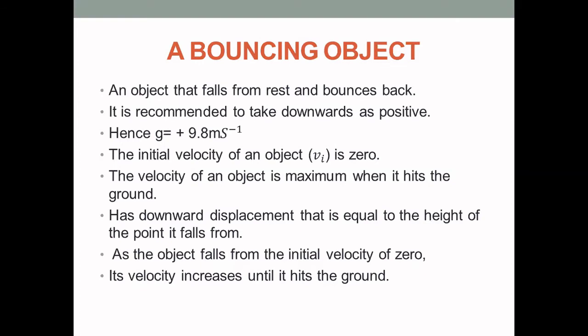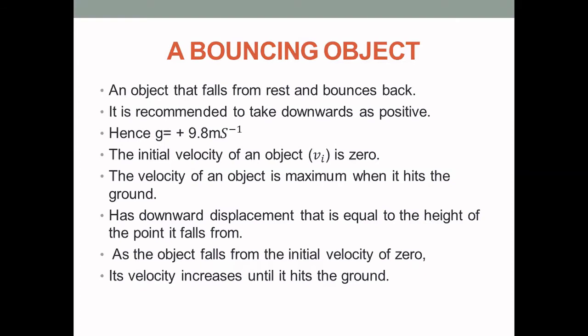So we recommend that we take downwards as positive. Okay, let's take downwards as positive. Then g is positive 9,8. You can also take up as positive since the object is going to bounce. But for the first phase, we can take down as positive. The first phase is when the object is dropped until it hits the ground. On the first phase, we can take down as positive, but on the entire motion, we take down as negative.